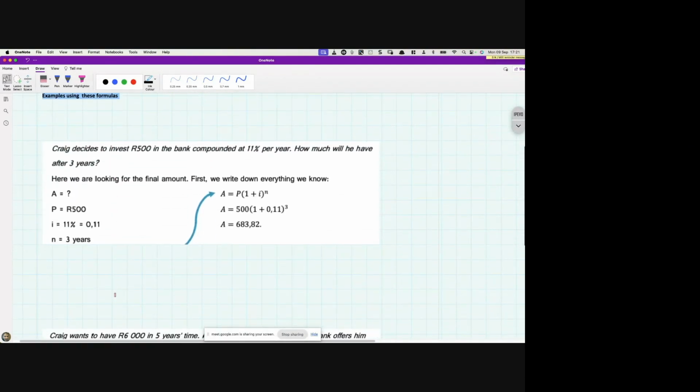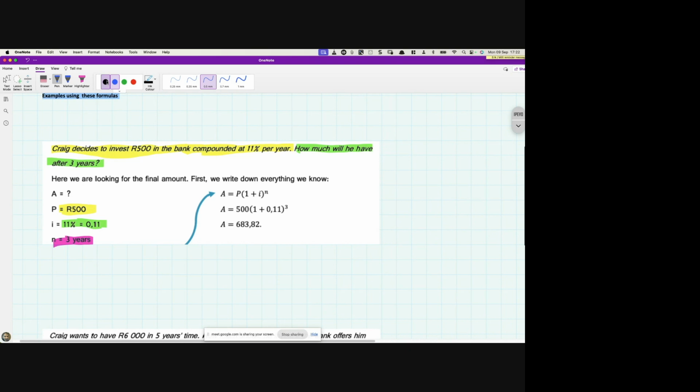Here is a typical financial maths question. It says, Craig is lucky enough to have 500 Rand in his bank account, and his bank compounds this at 11% per year, and it's compound interest. How much will he have after 3 years? What I like my students to do is to write down A, P, I, and N, and then fill in the stuff that you've got. So you've got the starting amount or the principal, it's 500. The interest rate per annum or per year is 11% or 0.11, and the time period is 3 years.